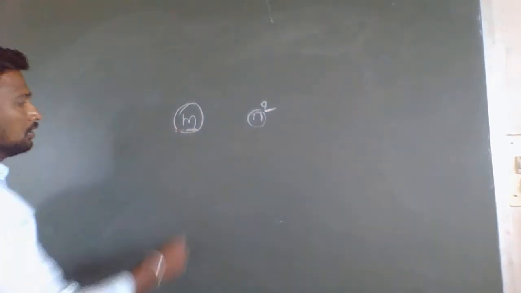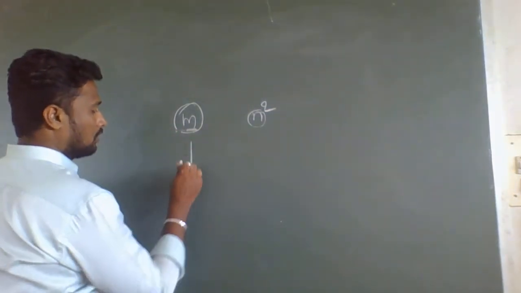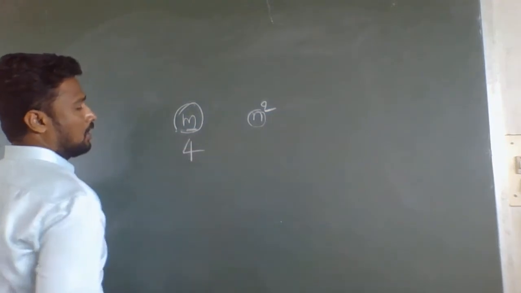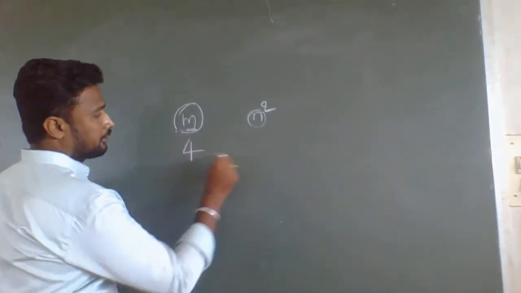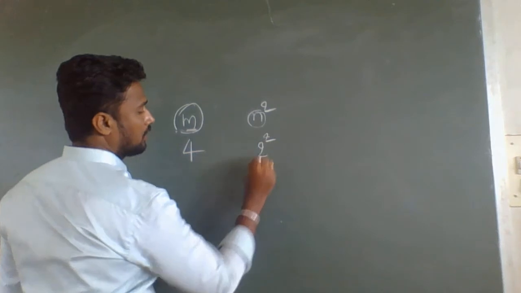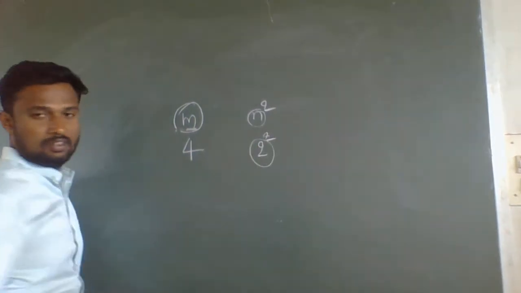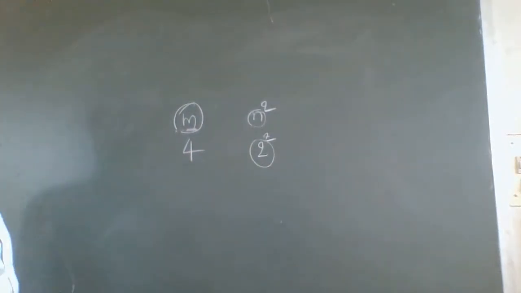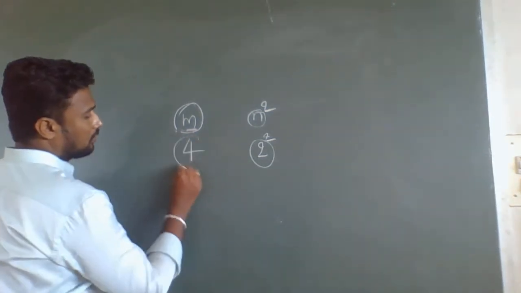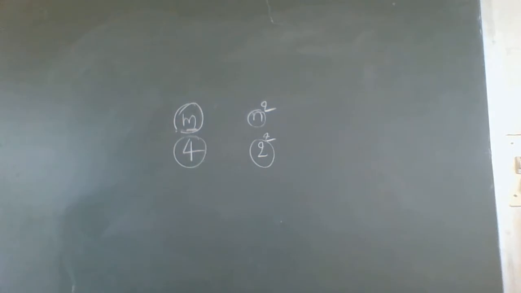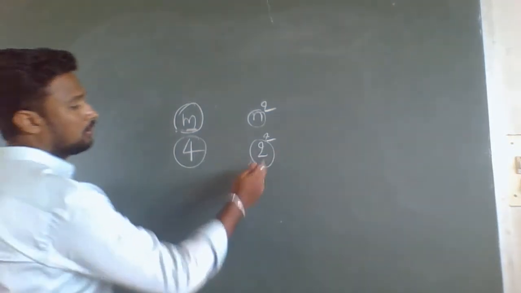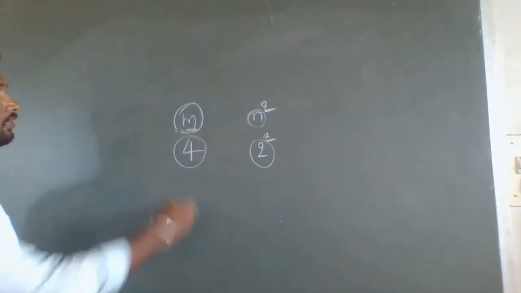For example, consider 4. This is a natural number, and you can represent this 4 as 2 square, and this 2 is also a natural number. Therefore, this 4 is a square number, and this 2 is the square root of 4.